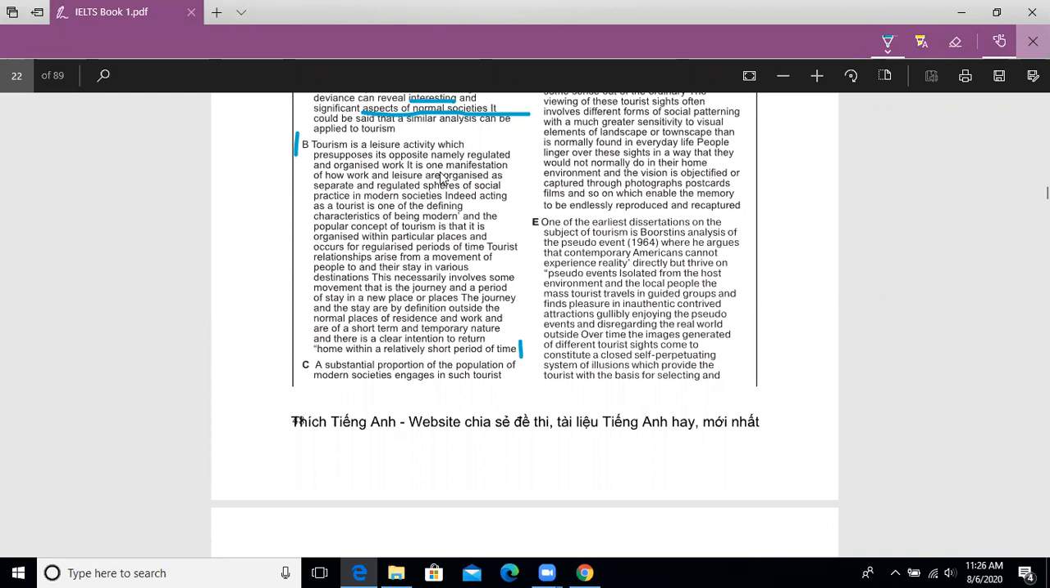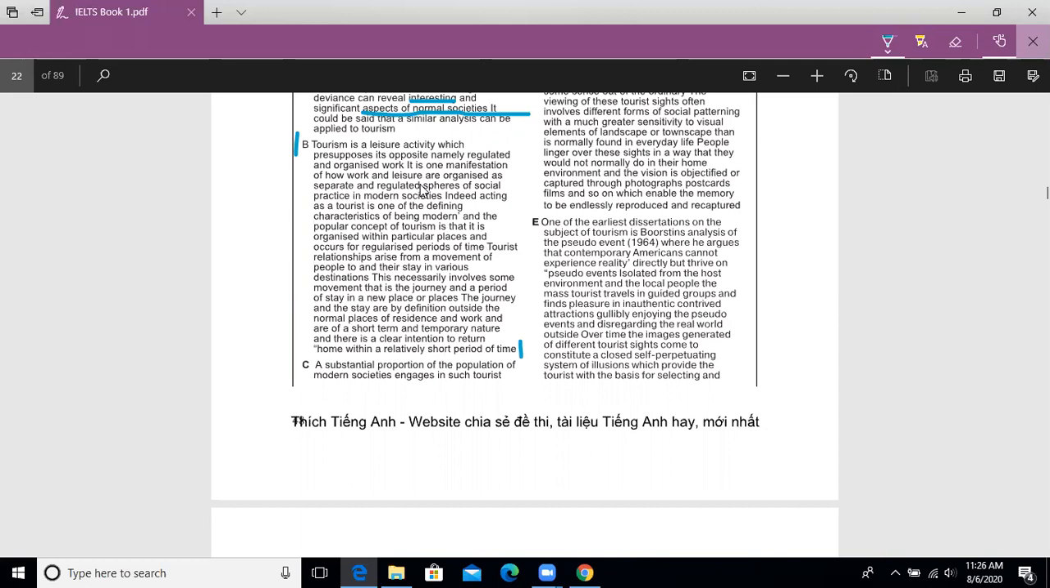Okay, it is one manifestation of how work and leisure are organized as separate and regulated spheres of social practice in modern societies. Indeed, acting as a tourist is one of the defining characteristics of being modern. And the popular concept of tourism is that it is organized in particular places and occurs for regularized periods of time. Okay. So again, what they're saying over here is that it has some kind of similarity with the regulation.